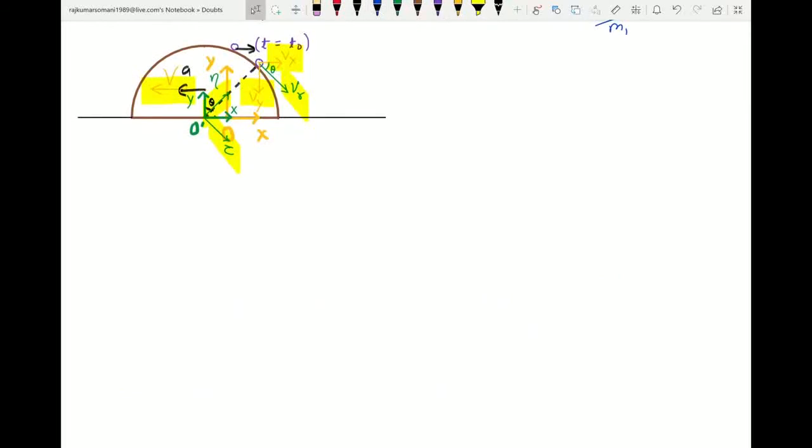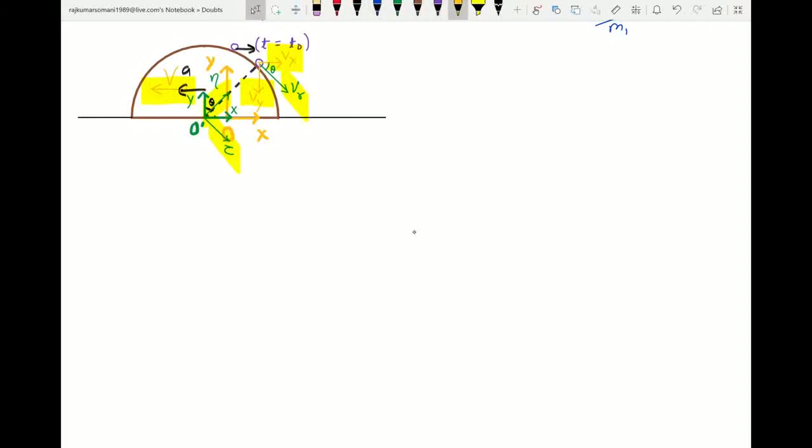But if I choose the green frame of reference to conserve energy, I would have to consider the work done by the inertia forces, which will make things complicated. So to simplify, we use the yellow frame of reference. Since there is no horizontal inertia force acting in the yellow frame of reference, I can easily conserve the energy.